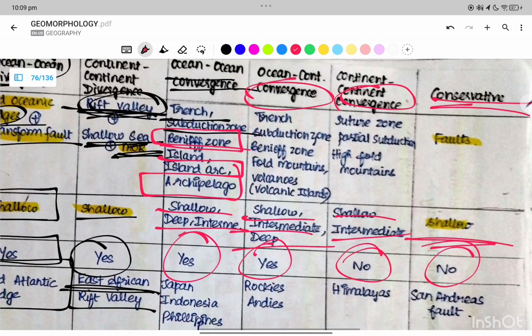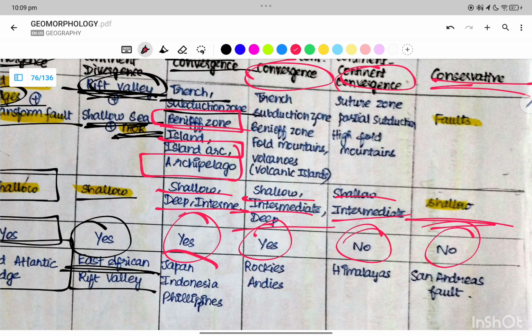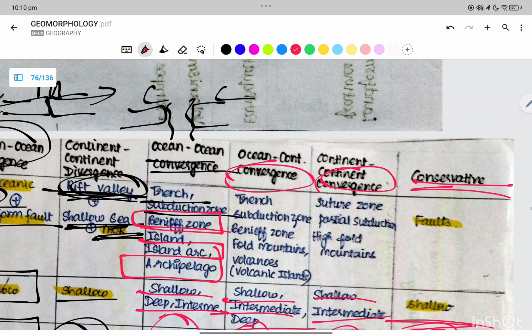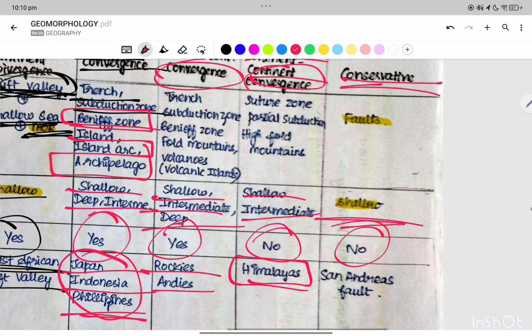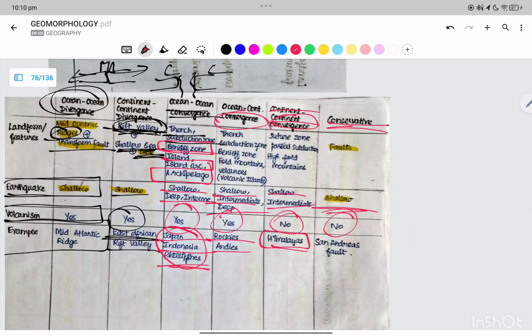The example for the ocean ocean convergence is the Pacific and the Eurasian plates, which leads to Japan. Indonesia is Indian and Pacific plate. Philippines is Pacific and Eurasian plate. Now we have Rockies and Andes because of the ocean and continent convergence. Continent continent convergence led to the formation of Himalayas. Conservative plate boundaries led to the formation of San Andreas Fault.